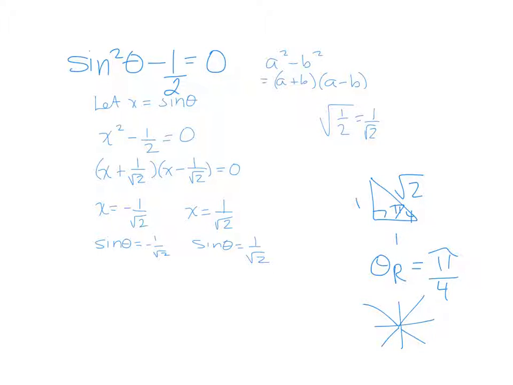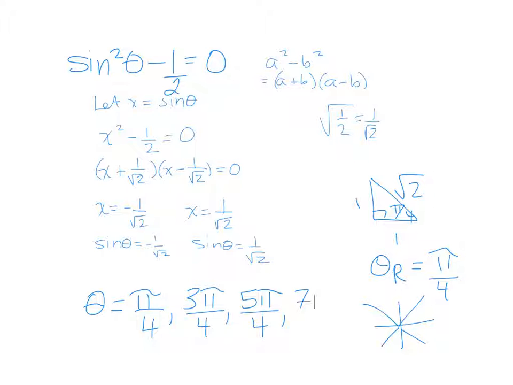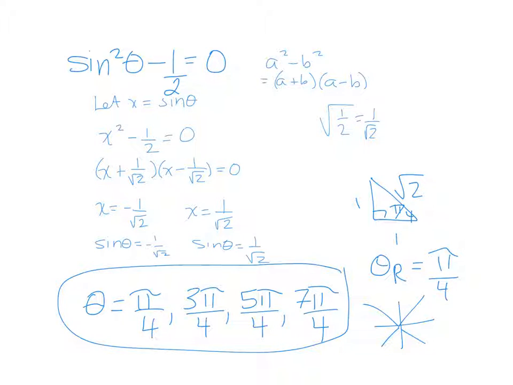1, 2, 3, 4. So theta is equal to pi over 4, 3 pi over 4, 5 pi over 4, and 7 pi over 4. That's if we want our solutions between 0 and 2 pi, which I didn't write down that restriction. But that's what is going to happen most often.